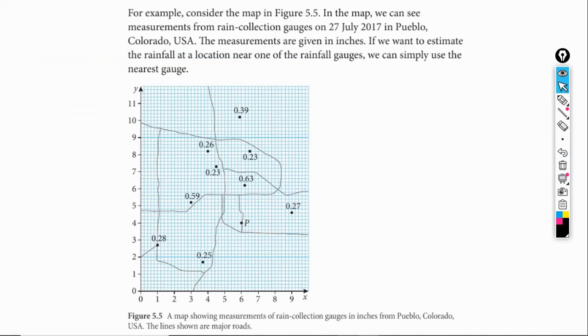So, for example, consider the map in figure 5.5. In the map, we can see measurements from rain collection gauges on 27 July 2017 in Pueblo, Colorado, USA. The measurements are given in inches. If we want to estimate the rainfall at a location near one of the rainfall gauges, we can simply use the nearest gauge. Okay, so if you look at the map, the lines are not edges of cells. These are actually road maps. So that means that if we had to answer something like this, we would have to build the Voronoi diagram.